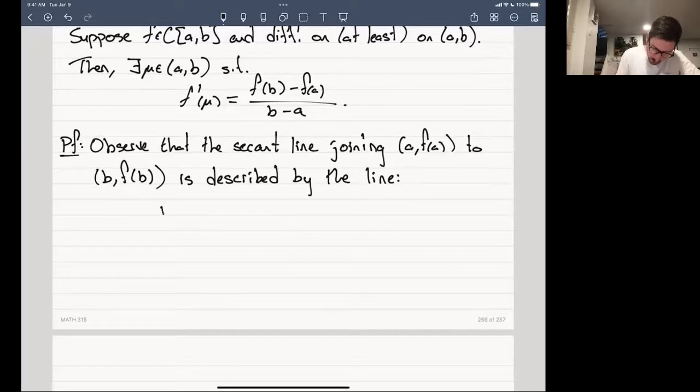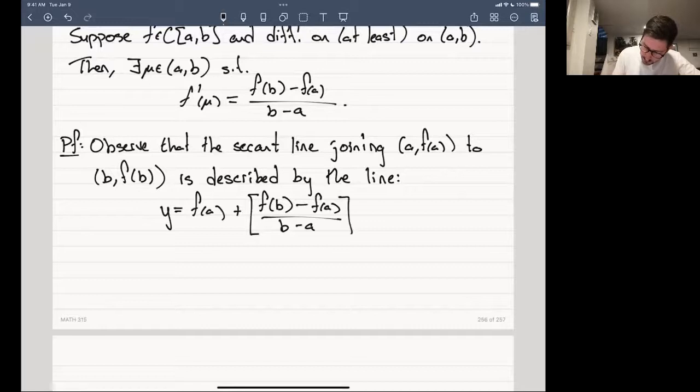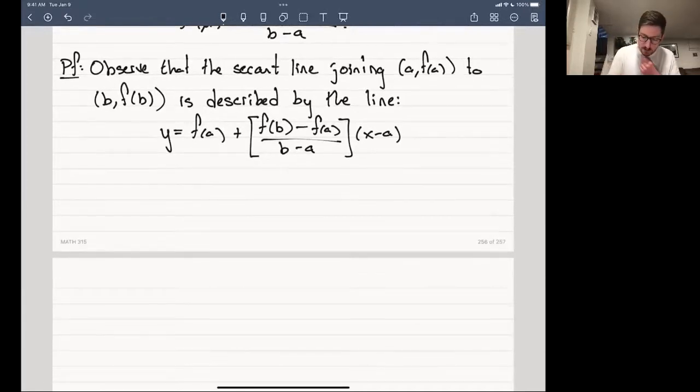well, let's call it y, and this is going to have f of a plus, so I'm not going to put it in y equals mx plus b form. I'm going to write it like this so that you can easily check that indeed when you put in, say, x equal to a to this thing, you get f of a, and when you put in x equal to b to this thing, you get f of b. Okay, so I write it like that so you can easily see what the slope is, and you can easily see that it actually connects the two endpoints.